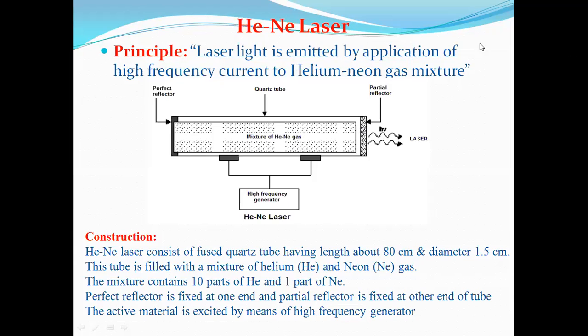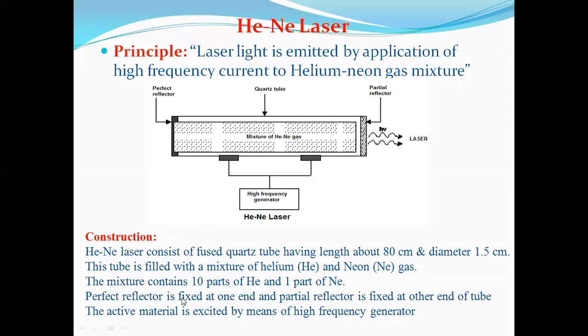This helium neon laser consists of a fused quartz tube having a length of 80 cm and a diameter of 1.5 cm. The tube contains a mixture of helium and neon gas, in which 10 parts are helium and 1 part is neon.